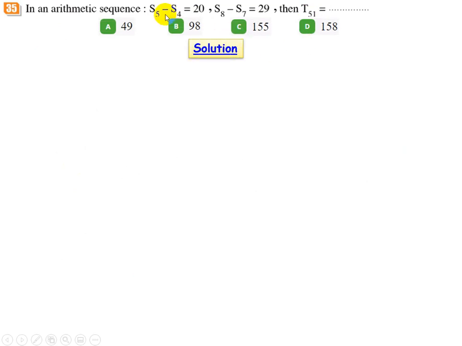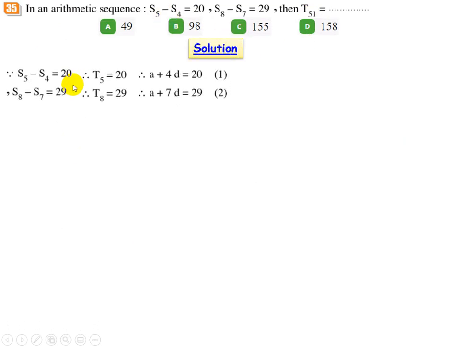Number 35. In an arithmetic sequence, S5 minus S4 equals 20, S8 minus S7 equals 29, then T51 equals. S5 minus S4 means T5, so T5 equals 20, A plus 4D equals 20. This is equation 1. S8 minus S7 means T8, T8 equals 29, so A plus 7D equals 29. By solving the two equations 1 and 2 together, A equals 8, D equals 3.